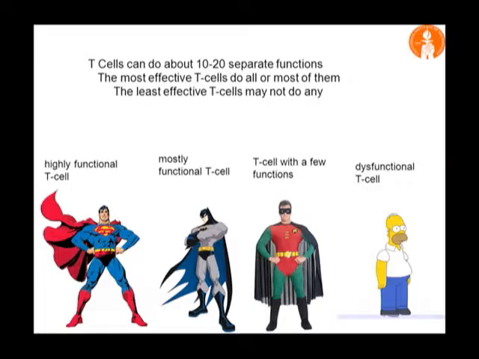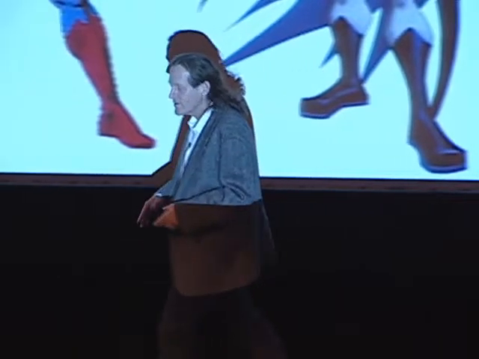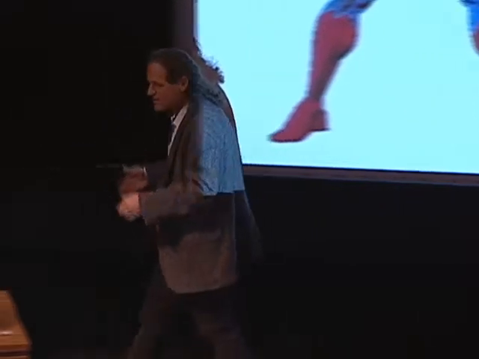Batman kicked most people around. And if it's got like 5 functions, that's like Robin. It's marginal. It's better than having nobody on your side. And then there's a dysfunction. So that's what you're measuring when you measure these T cells.